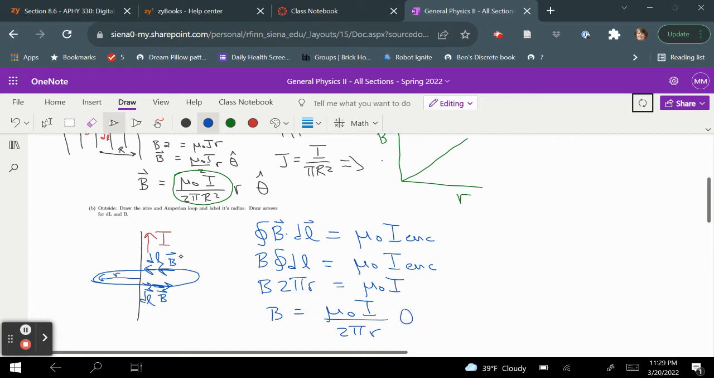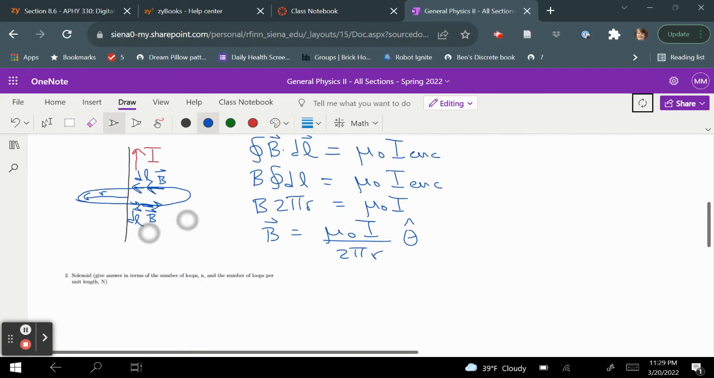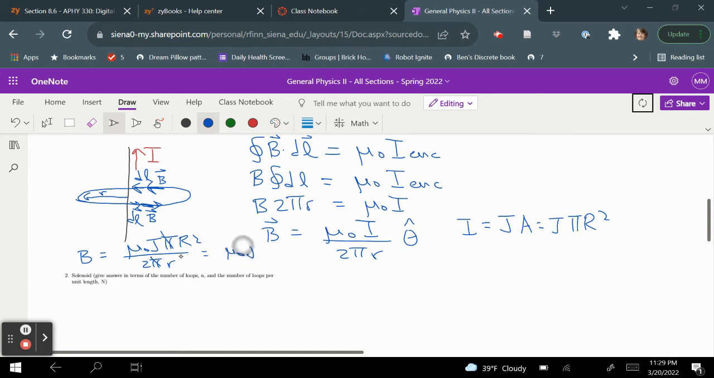And that's going to be in the theta hat direction, making sure that I remember that my B is a vector. So if I want to write this in terms of J, I can substitute that I is equal to J times A, which is equal to J times pi capital R squared. So B is equal to mu naught J pi R squared over 2 pi r. My pi's cancel, and I'm left with mu naught J R squared over 2r. We can see that we still have the theta hat direction, and we still see that our B depends on 1 over r.